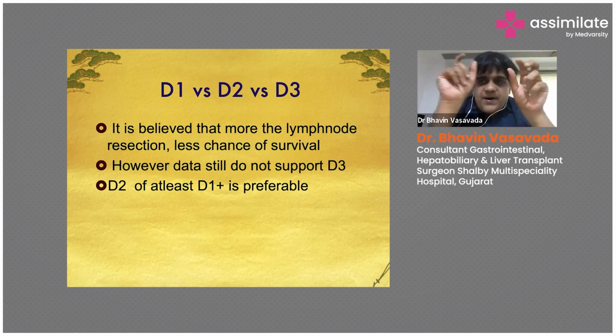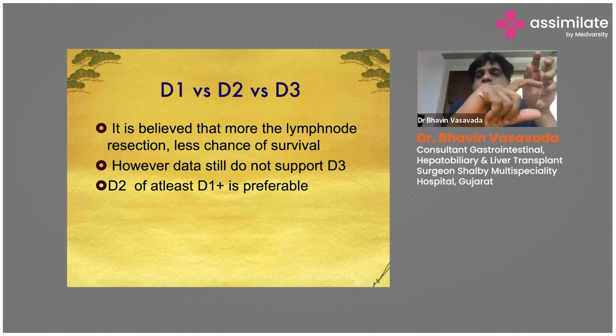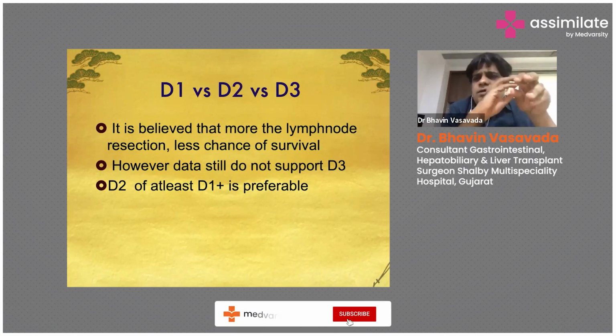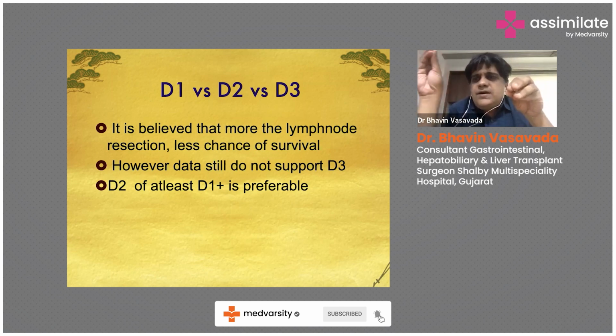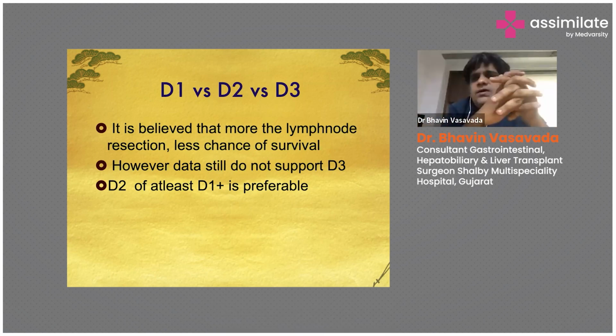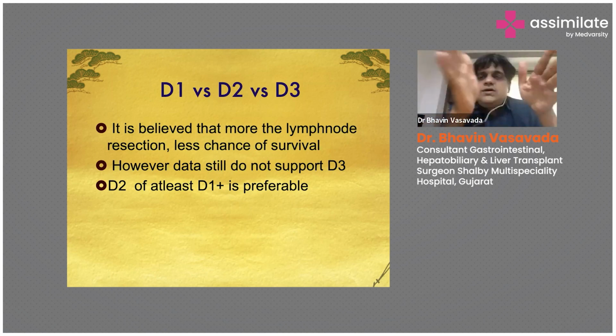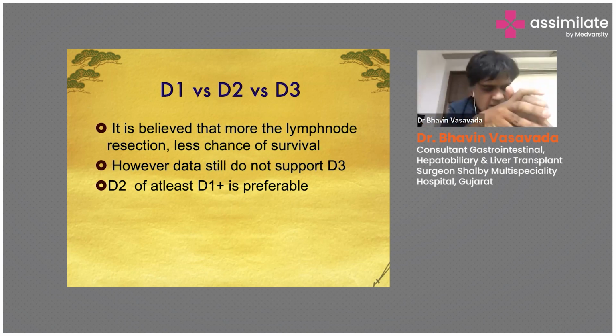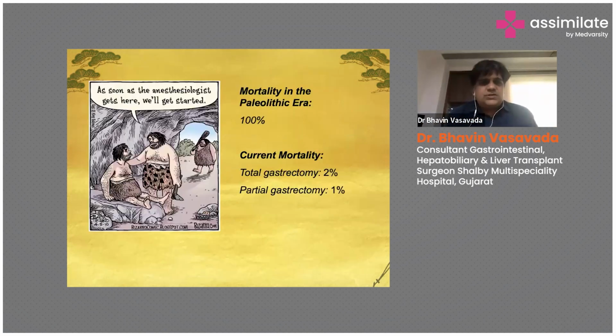In D2, apart from those surrounding the stomach and porta hepatis, lymph nodes near the splenic artery and pancreatic tail are also removed. In D3, every vessel, including the splenic artery, renal artery, and many lymph nodes are removed. There are a number of lymph node stations, numbered and classified according to D1, D2, D3. But that would become very complicated for this lecture. It is recommended that you do either D1 plus or at least D2 resection. D3 has not given any survival advantage in scientific studies.